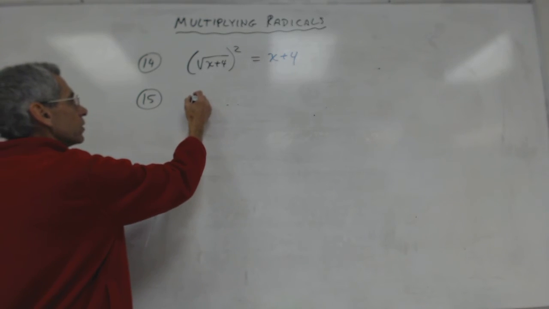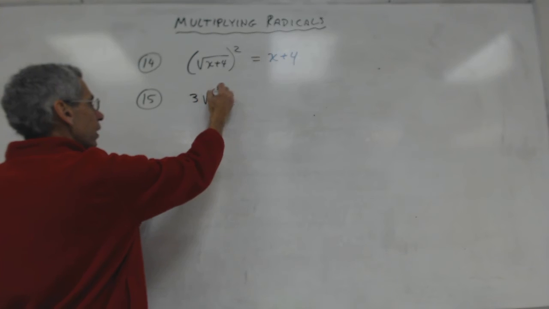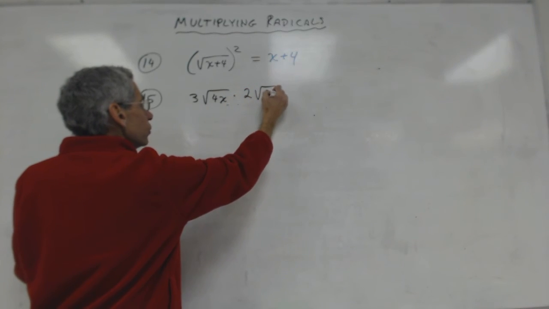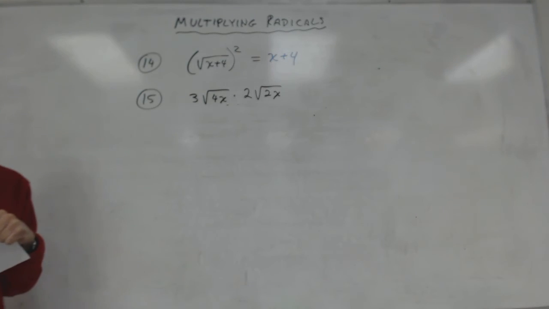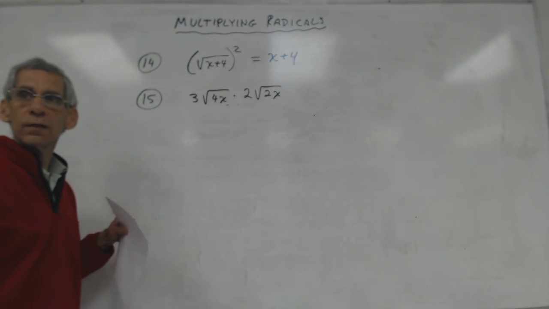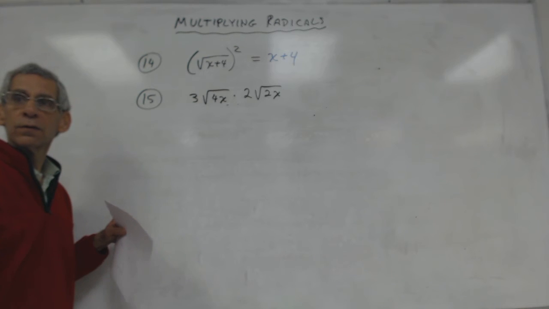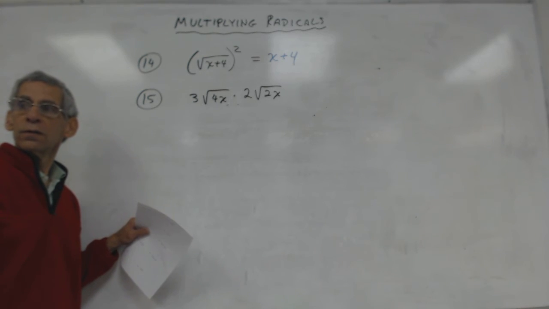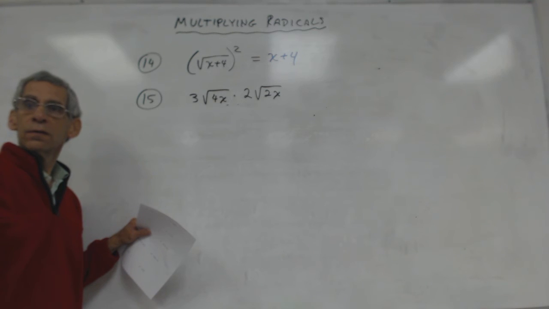Alright, what if I gave you this? 3 square root of 4x times 2 square root of 2x. Ooh, a little more confusing. Oh, I have an idea. Okay. So maybe 6 square root of 2.